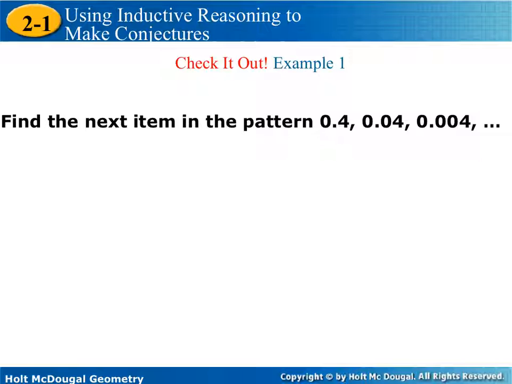Find the next item in the pattern. We have 0.4, 0.04, 0.004, right? 0.0004. So we're adding a 0 before the 4 and after the decimal in each one.